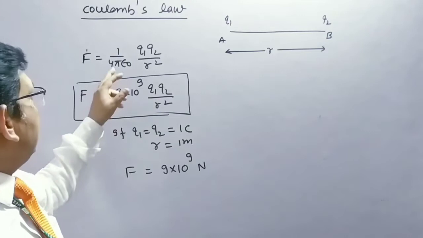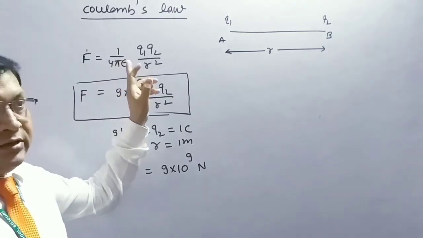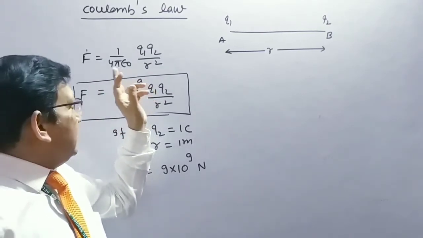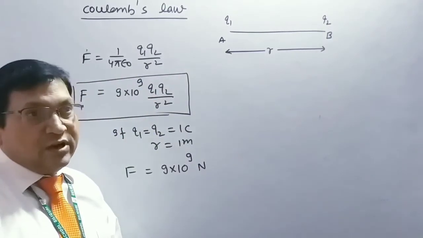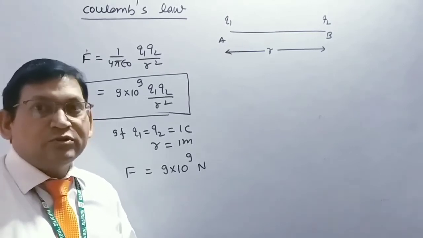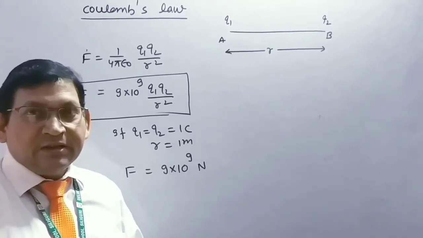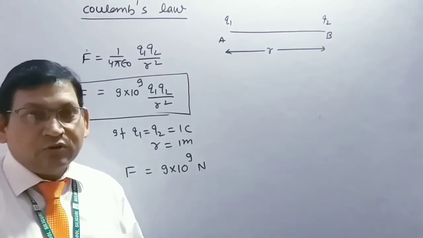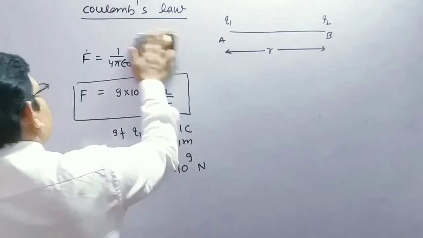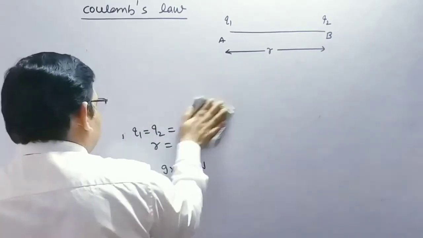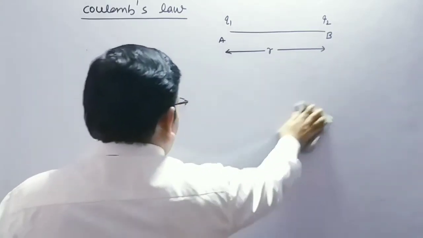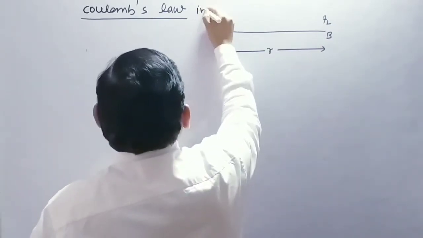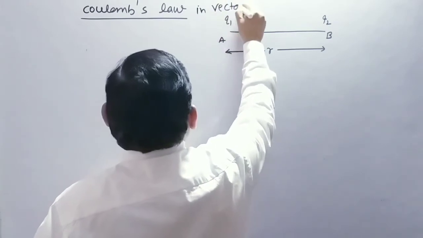This expression of Coulomb's law gives only the magnitude. It does not give the direction. So for the direction we have to express Coulomb's law in vector form. Coulomb's law in vector form is more informative because it gives magnitude as well as direction. So let's discuss the next topic, Coulomb's law in vector form.